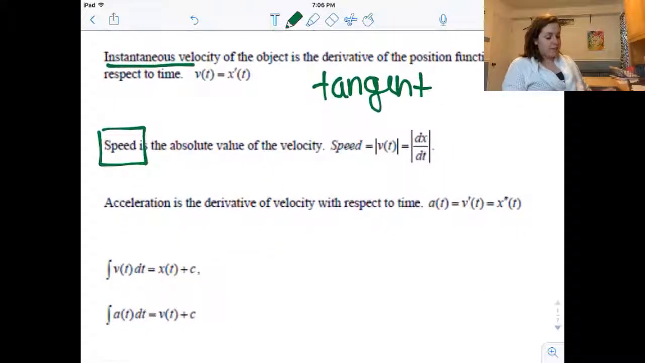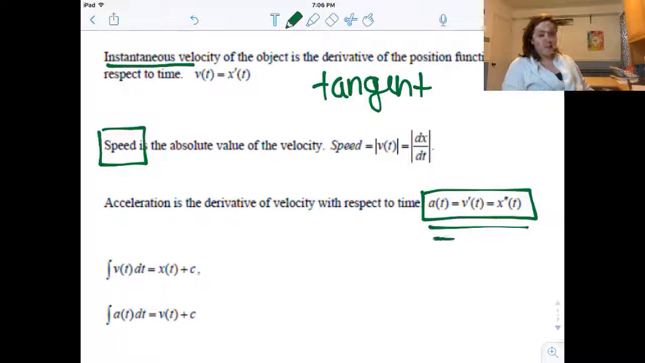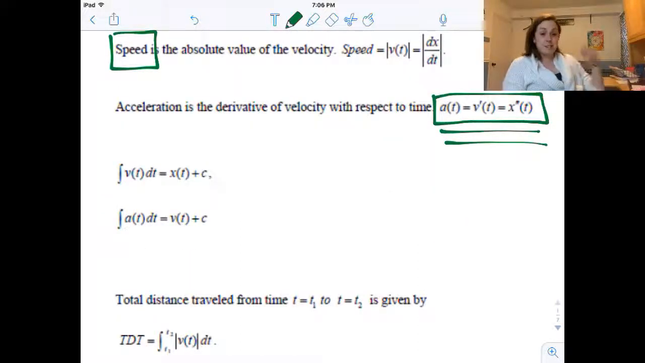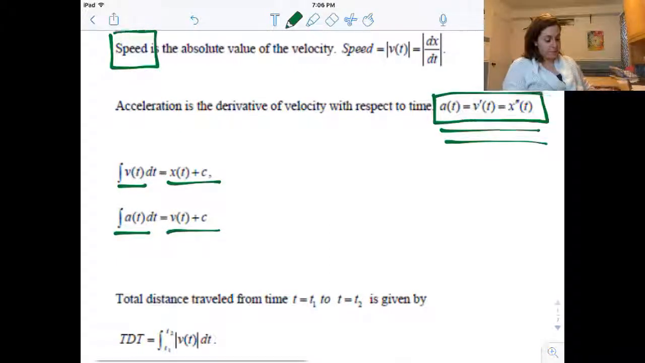We know that acceleration is the derivative of velocity. This is a really important thing. If you are going to talk about acceleration, if you're going to tell me a(t) equals, and you're given v, you need to define this relationship. And we'll talk a little bit more about that tonight too. Since these are derivatives of each other, we can also say that they're related via antiderivatives. So the antiderivative of velocity is position plus a constant. The antiderivative of acceleration is velocity plus a constant.